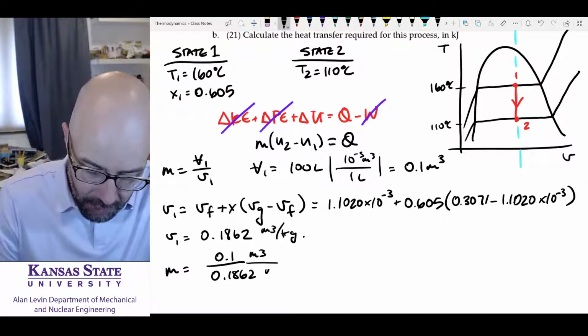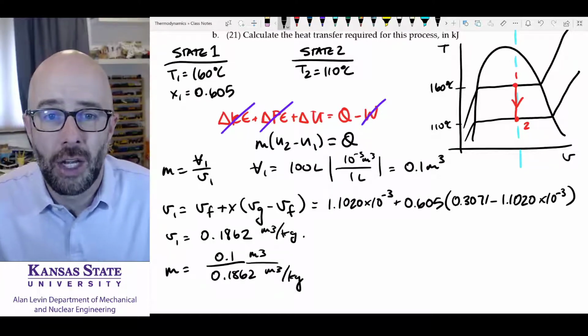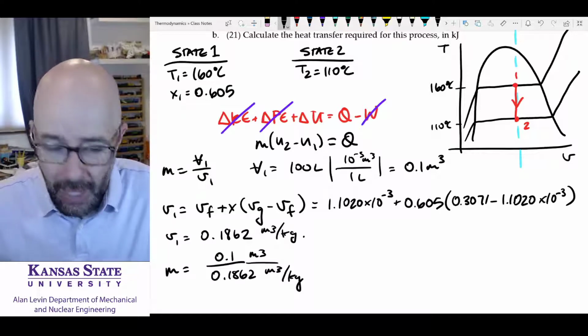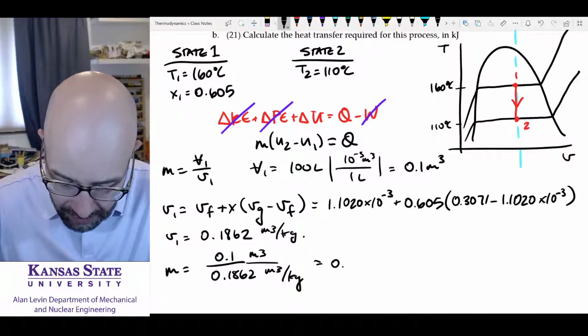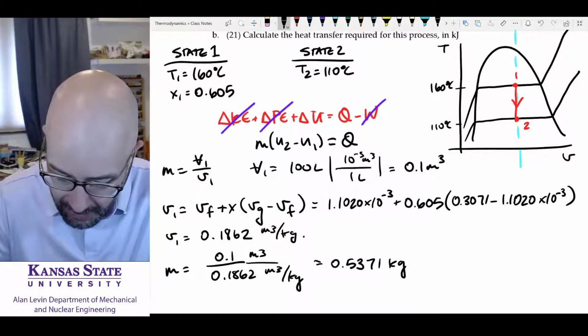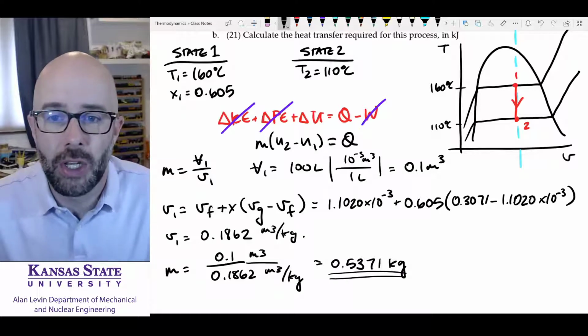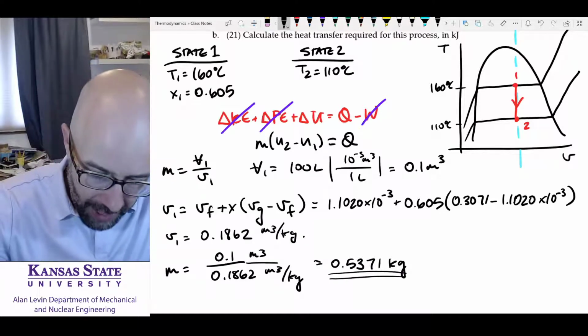This is going to be meters cubed per kilogram. Our units will set us free, help us make sure that we're doing things correctly. And we'll find that we're going to have a value of 0.5371 kilograms. Okay, that is going to be an intermediate number that we're going to use in our calculation. So now I found out what the mass is up here.